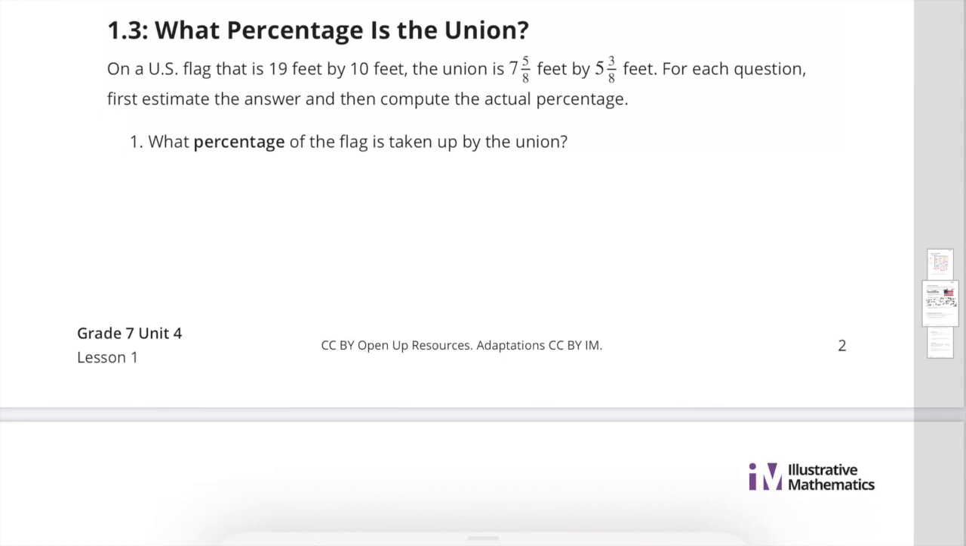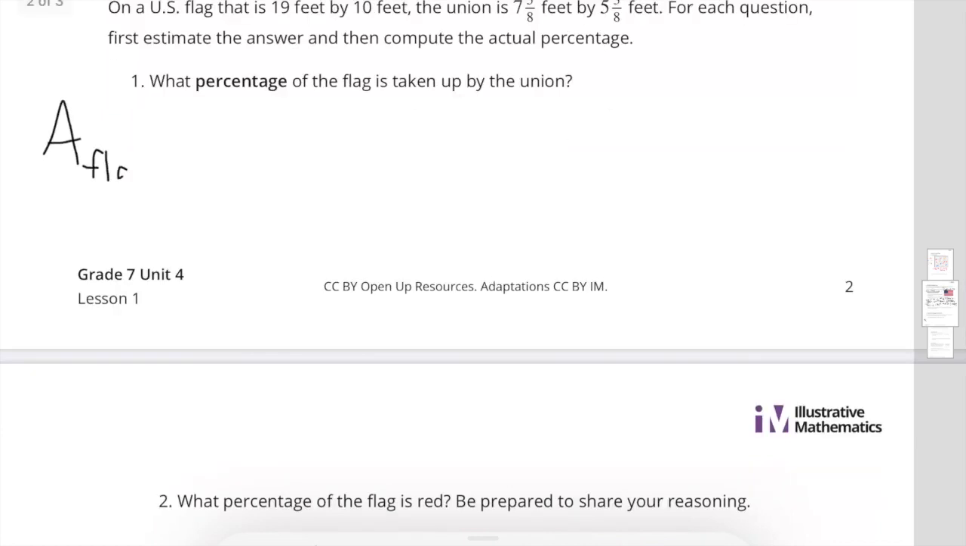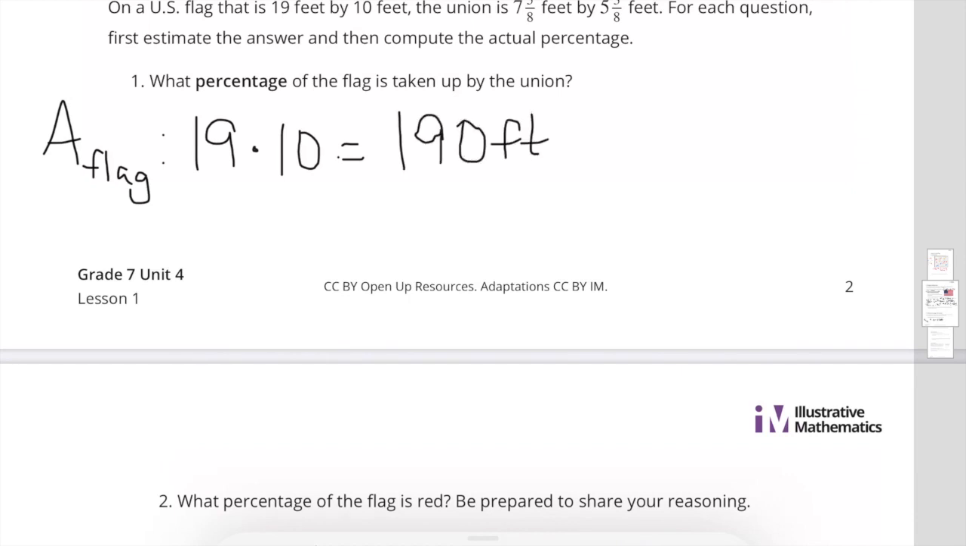So first we need to find the area. So what would be the area of the flag? So the area of the flag would be 19 times 10, which is 190 square feet. Okay, what about the union? 7.625 by 5.375 feet. So what would be that area?